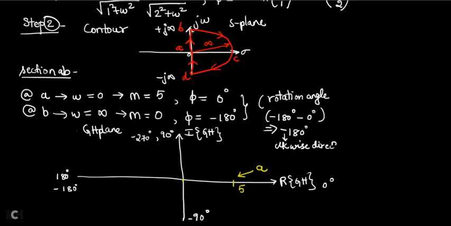Now where is point B present? Point B is M equal to 0, on which angle? Minus 180 degree. So on the minus 180 degree line, you have to mark M equal to 0. M equal to 0 means origin only. Correct? So on minus 180 degree, M is 0. So here it comes. This is my point B, at the origin on minus 180 degree.